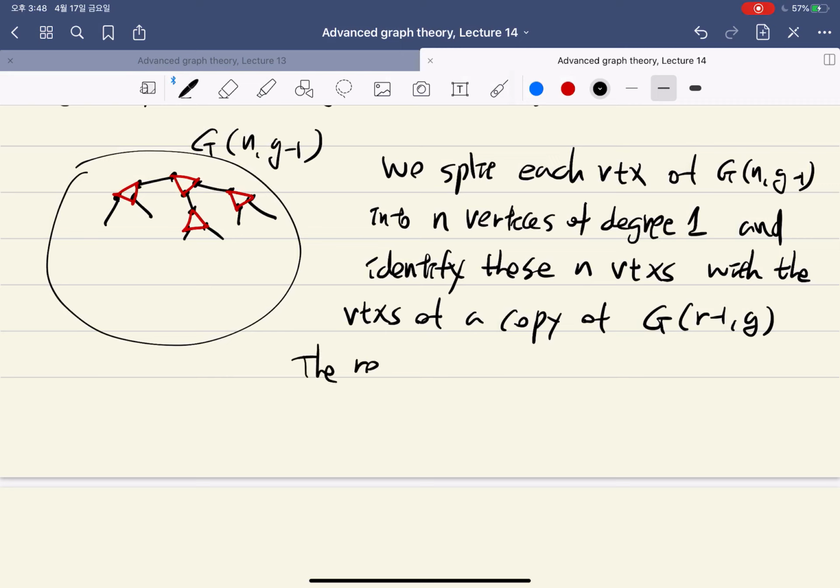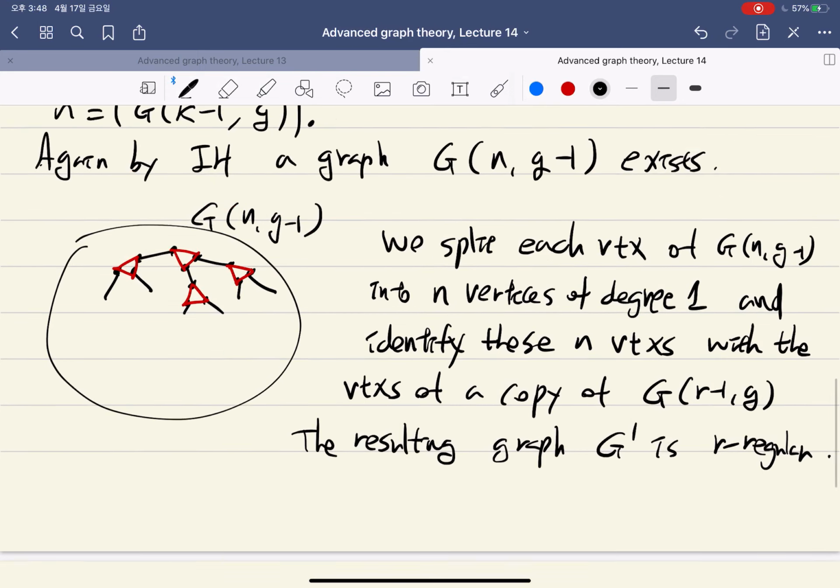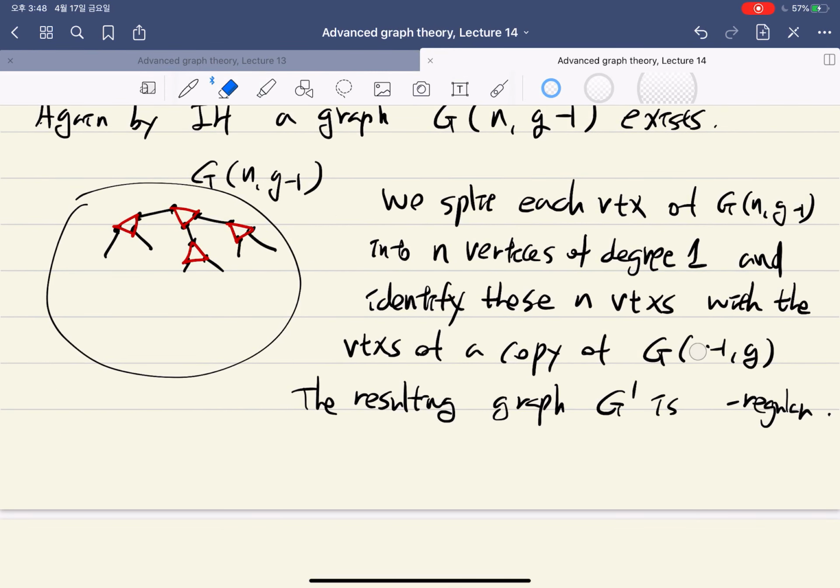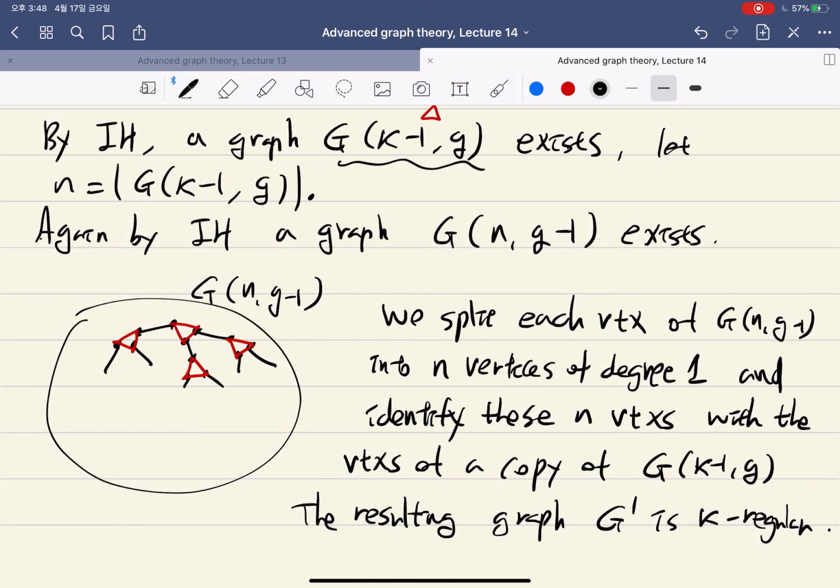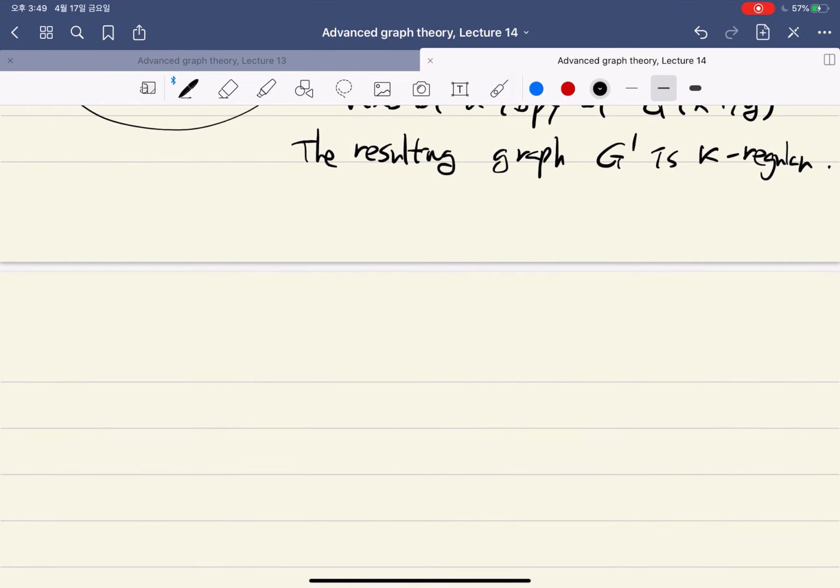Let's say the resulting graph is G prime. It is k-regular, because each copy is (k-1)-regular, and each vertex here is incident with k-1 red edges and 1 black edge. So this is k-regular. And we claim that G prime has girth at least g.